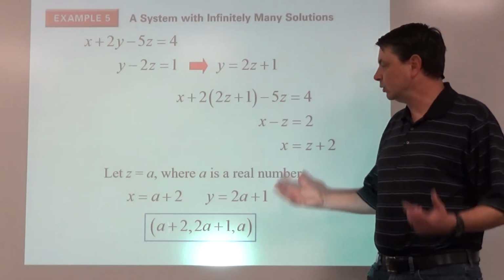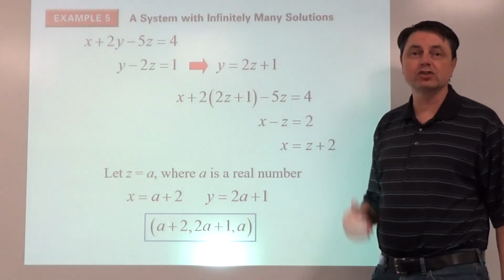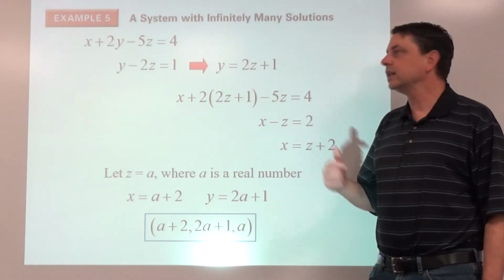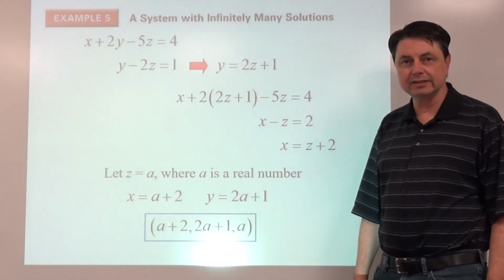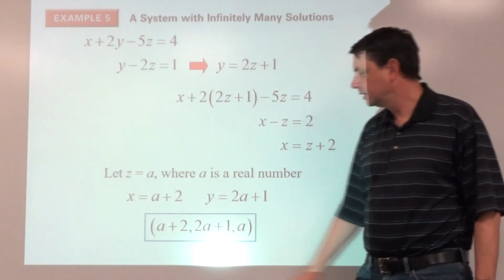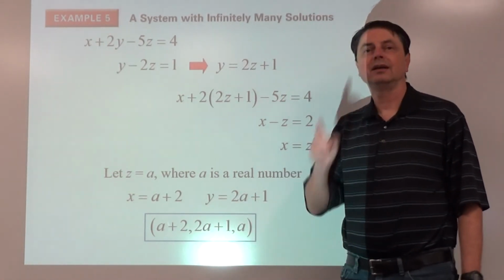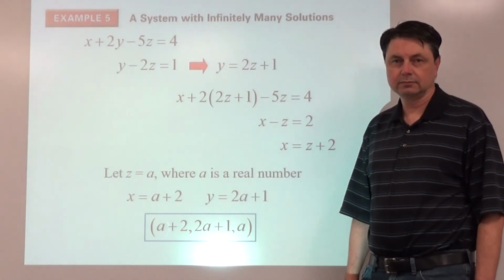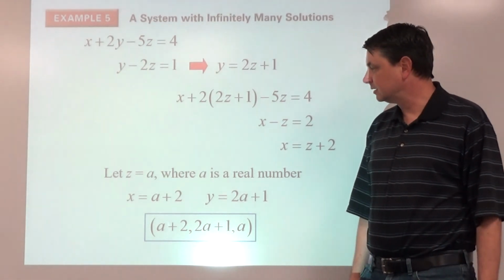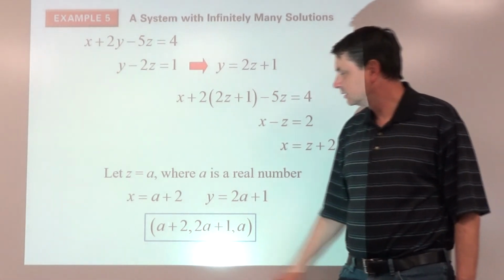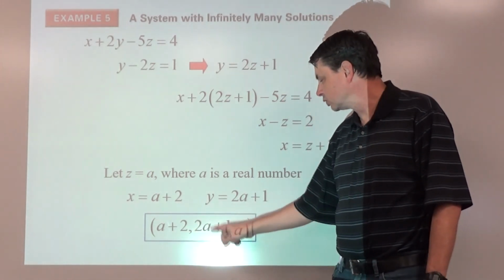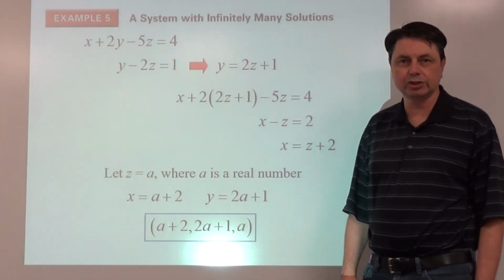So yes, it's infinitely many solutions. What are these solutions going to look like? Well, let's pick a value for A. Let's say A is 1. Then (3, 3, 1) is a solution. What about A is 10? (12, 21, 10) is a solution.